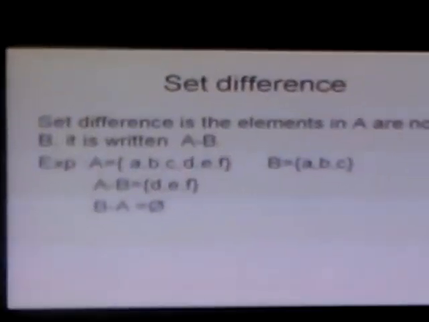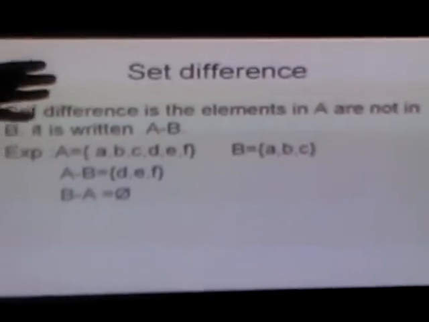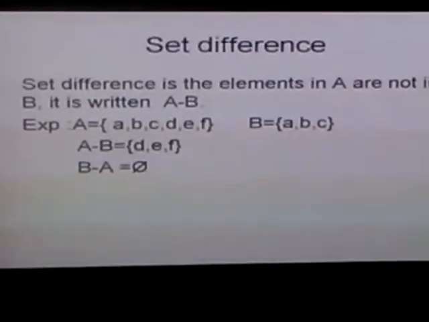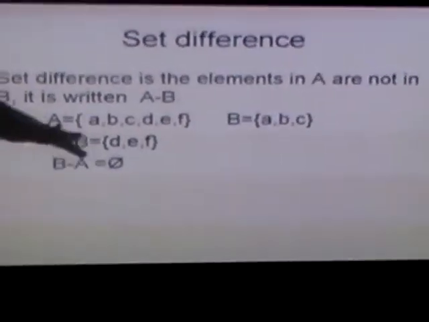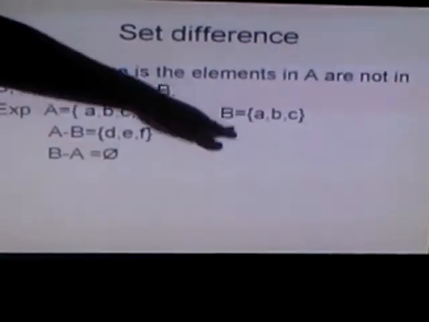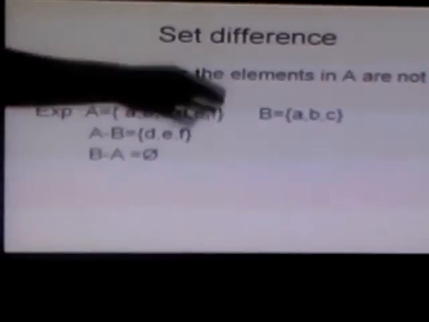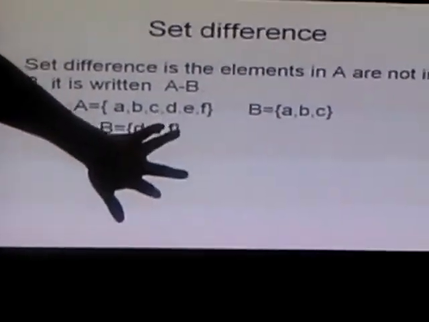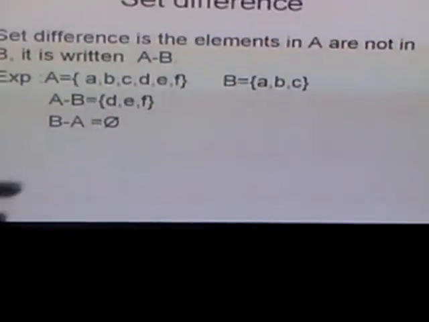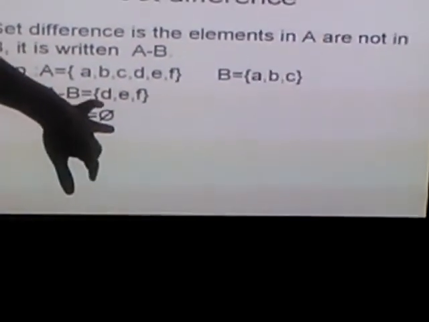The difference between the sets. We have the difference between A and B. The difference is the elements that are not in B. So we have A: a, b, c, d, e, and f, and set B: a, b, and c. If we want the difference between A and B, it's going to be d, e, and f. And if we want B minus A, the difference between B and A, it's going to be empty.